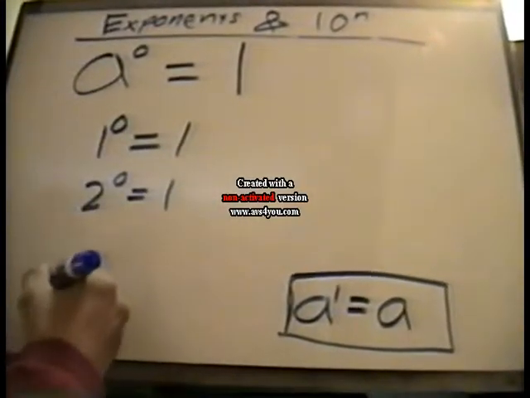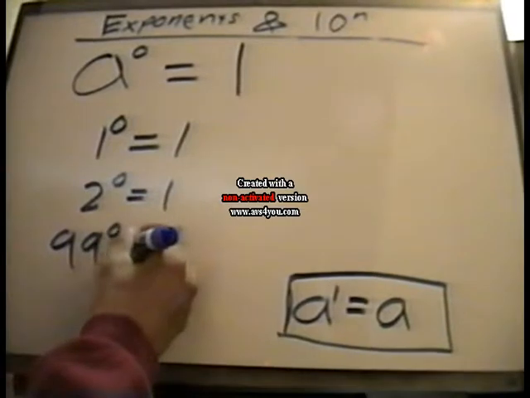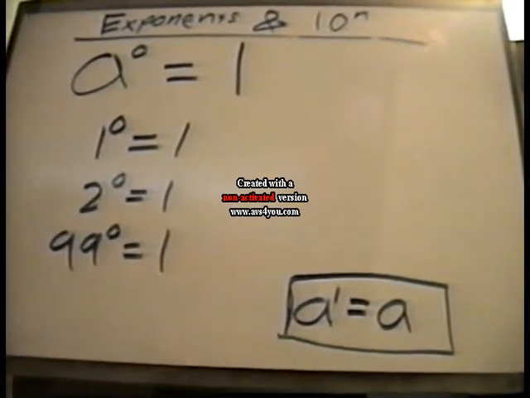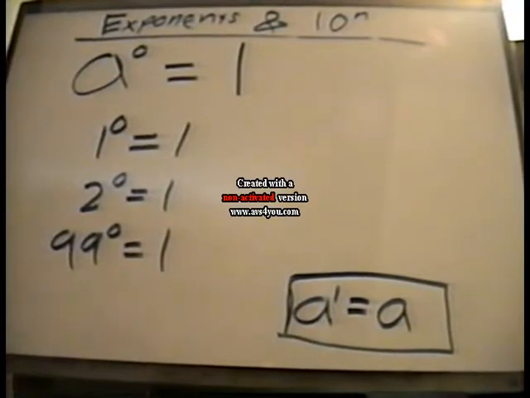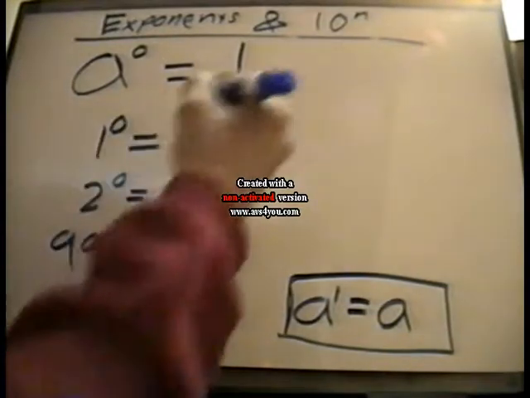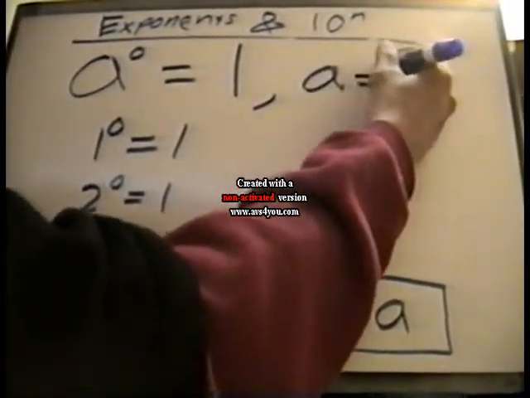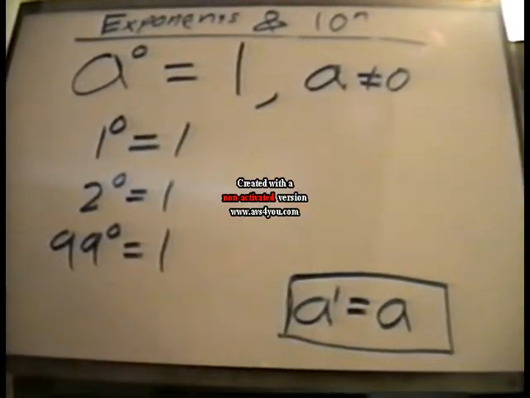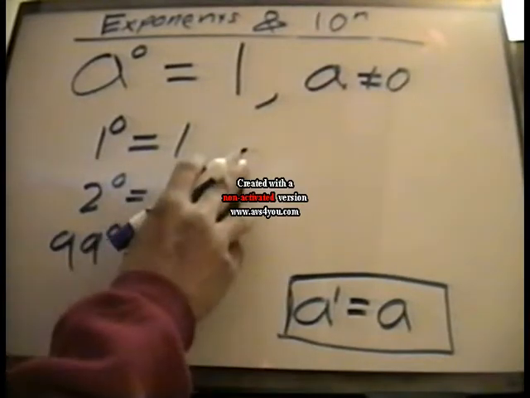Anything to the power of 0 equals 1. And this rule applies where a does not equal 0. Now, any number except for 0. Now how this applies to 0. You may not understand this now, but I want to explain to you why.